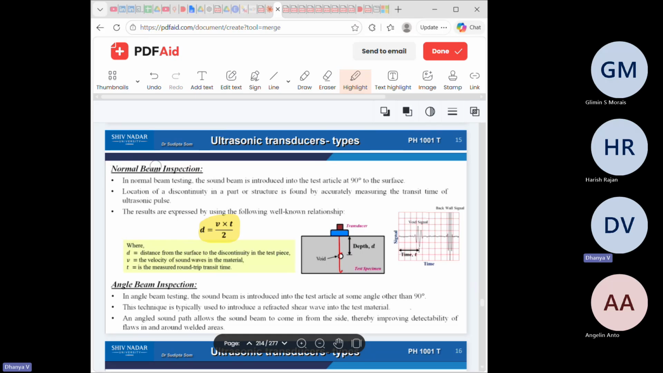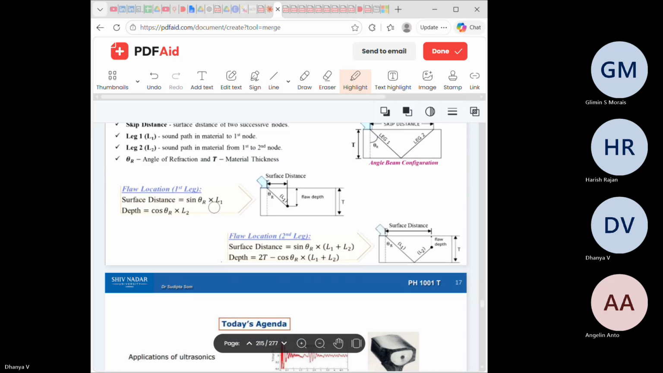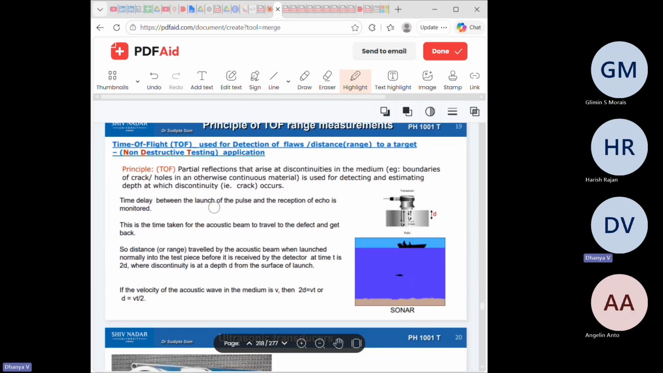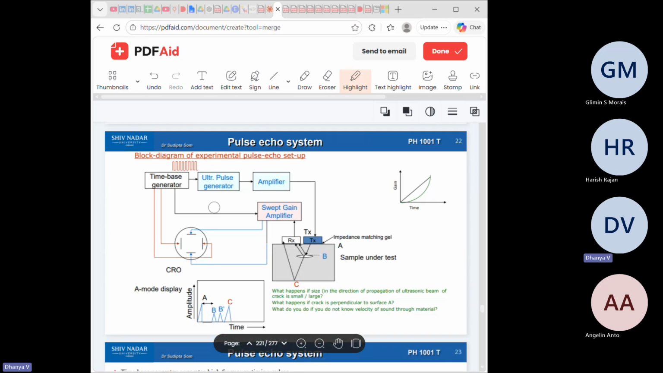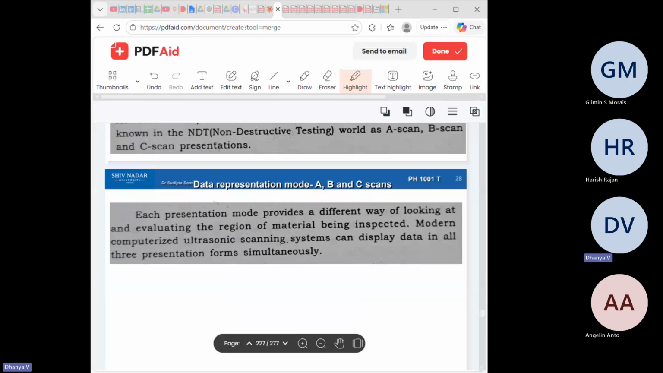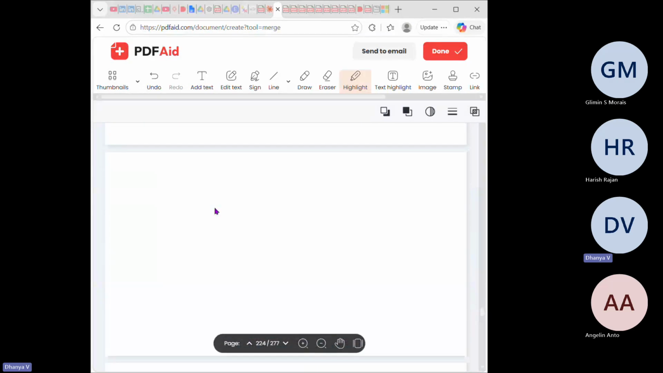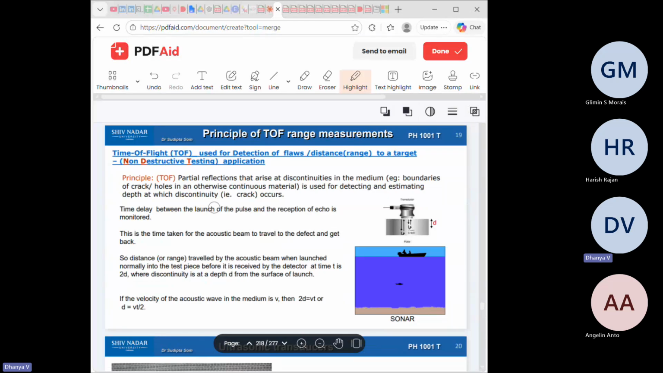So usually we'll be dealing with normal beam inspection in all of your scans. So only this is something that you need to know. Now comes, I think now it's slightly more interesting. One second, let me look into what is there. I think after this it will be fine. Not much. We'll just deal with one main topic and after it's all types of scans.